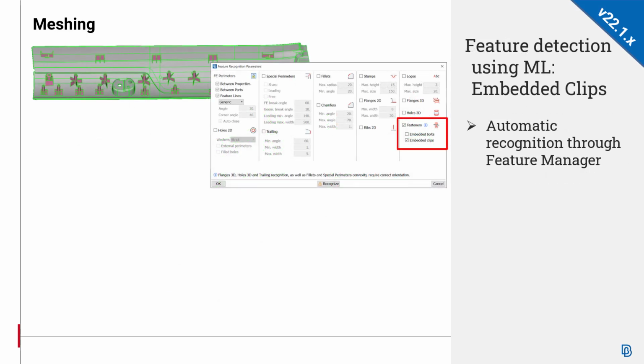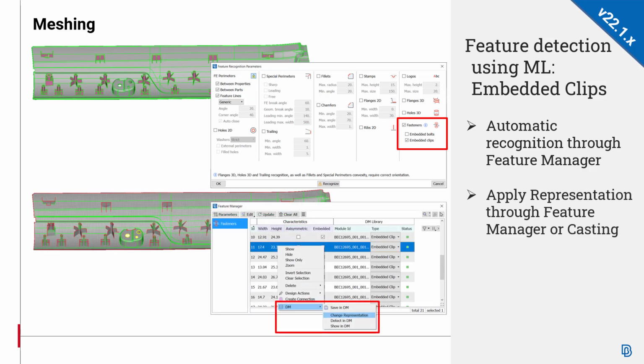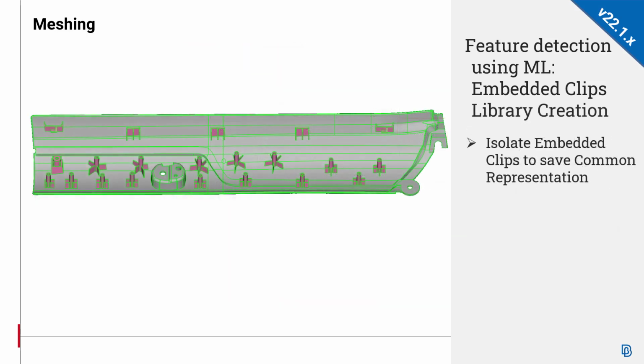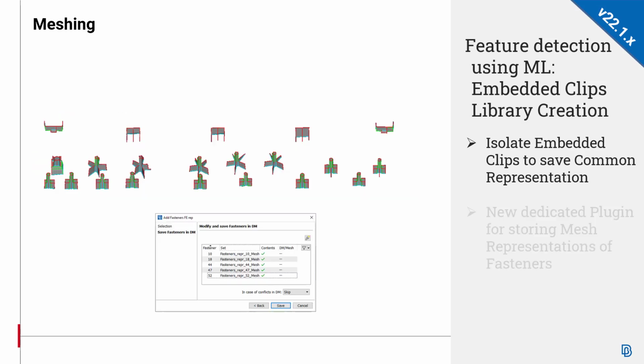With respect to features management, automatic identification of embedded clips is now feasible using a pre-trained ML predictor, while also mesh representation for recognized clips can be applied directly through the feature manager or through the casting tool. In order to populate the DM library with embedded clips, there is a dedicated function to isolate them and save their common representation utilizing an ML predictor. Their mesh representation can be also saved through a new dedicated plugin.